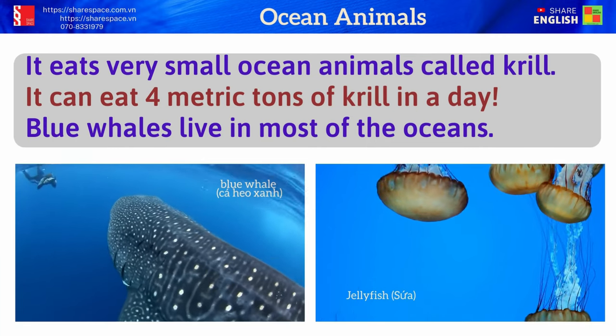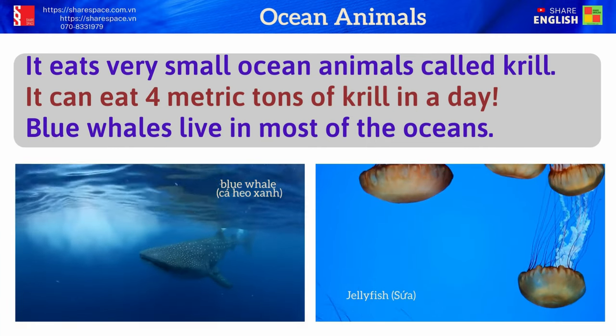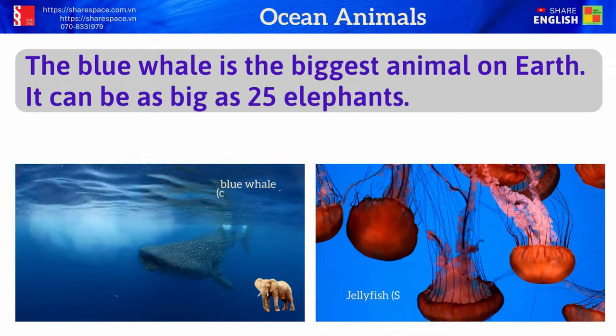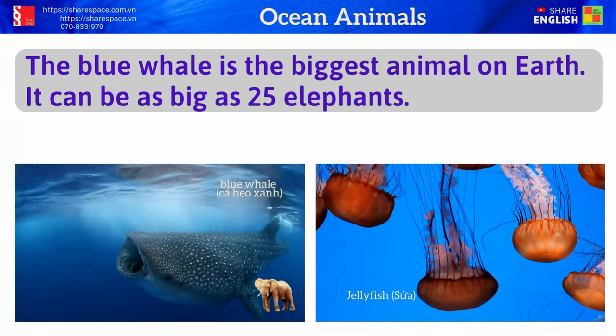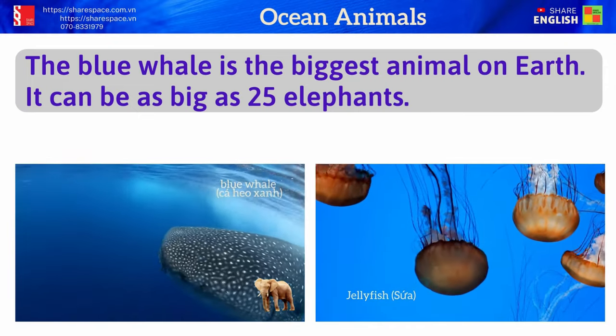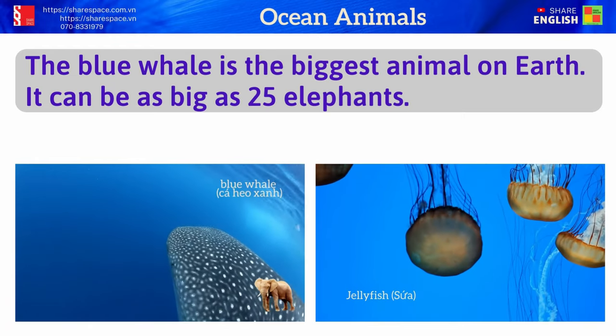Blue whales live in most of the oceans. The blue whale is the biggest animal on Earth. It can be as big as 25 elephants.